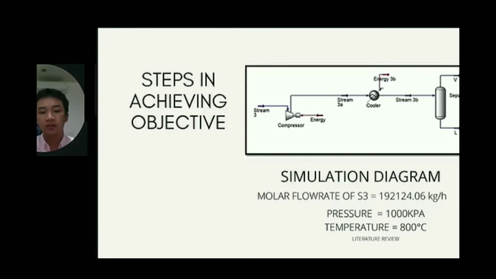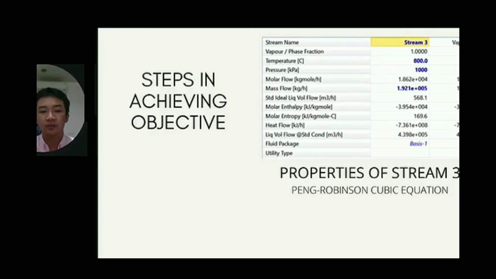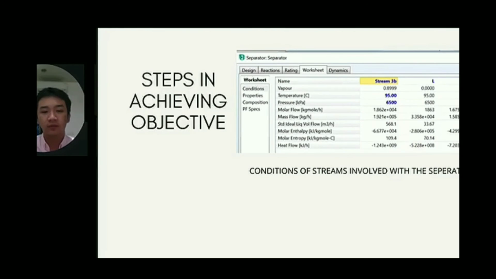The molar flow rate of S3, which is stated here, can be acquired from the process flow diagram, and the basis behind our initial conditions for stream 3 is through literature review. These are the properties of stream 3 used in the Peng-Robinson cubic equation to simulate our conditions of streams involved with the separator. As can be seen here, the temperature and pressure are constant at 95 degrees Celsius and 6500 kilopascal.